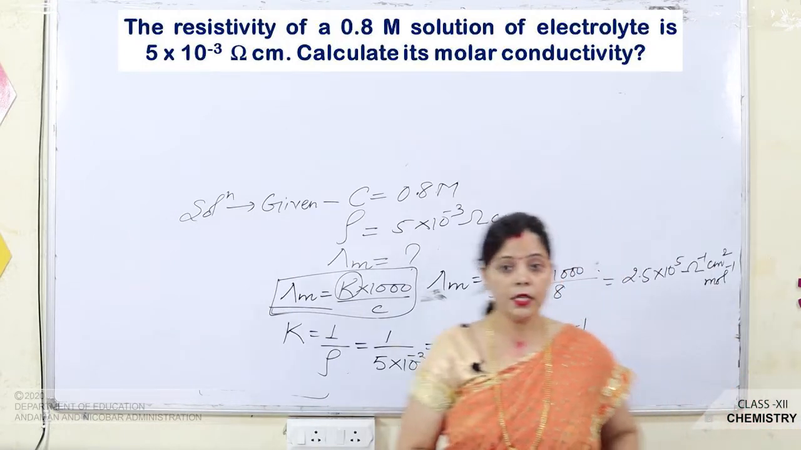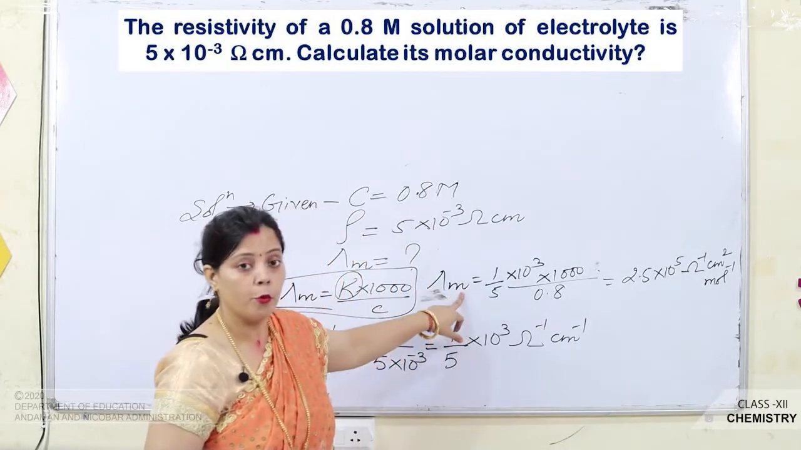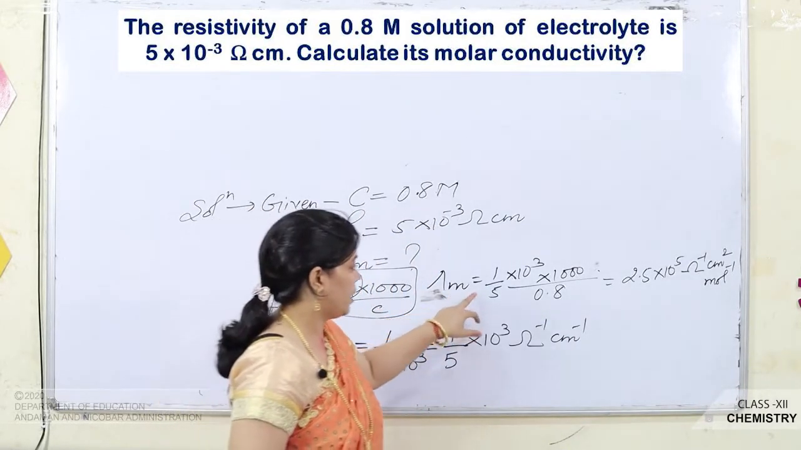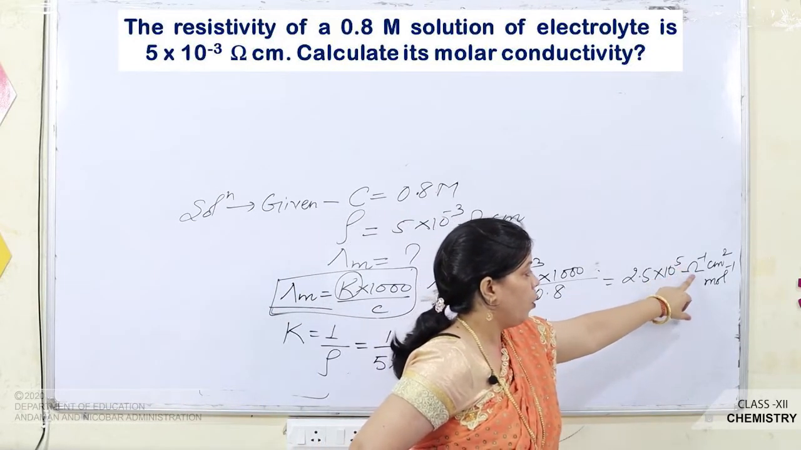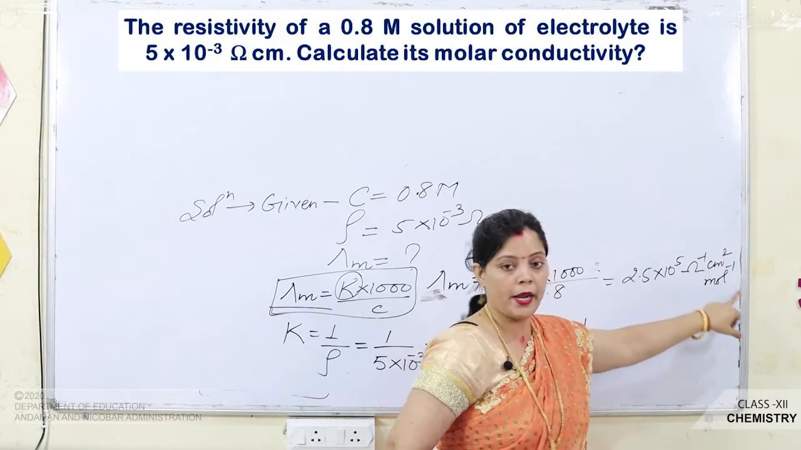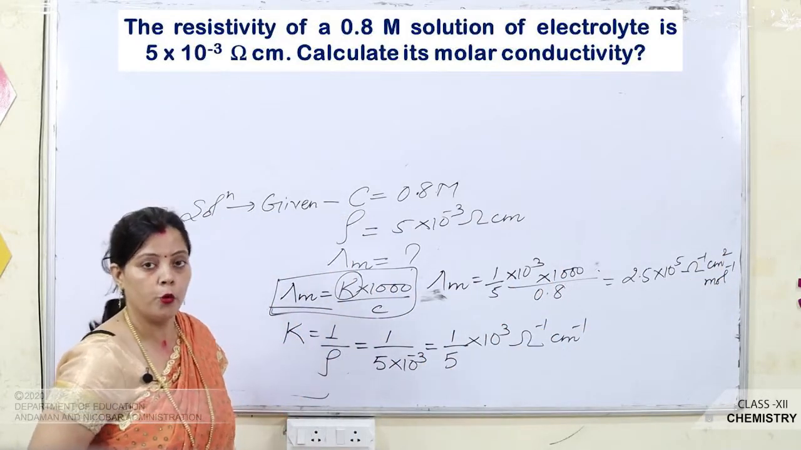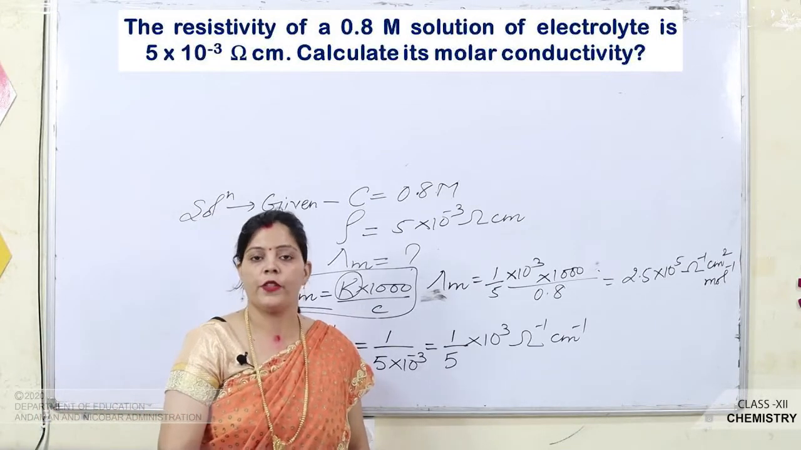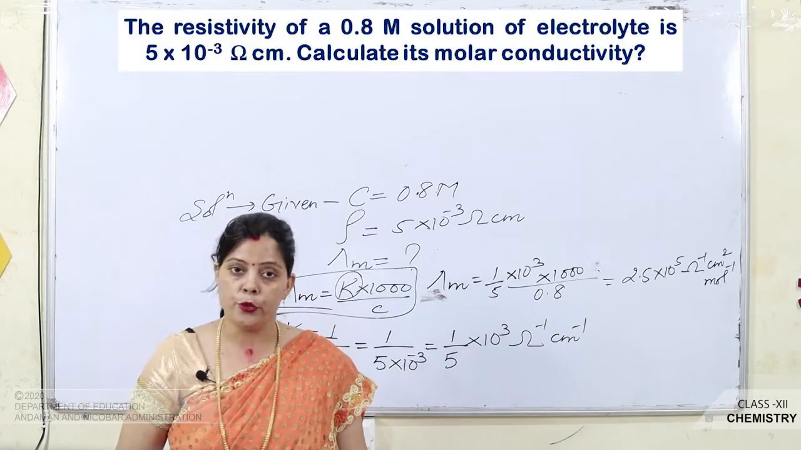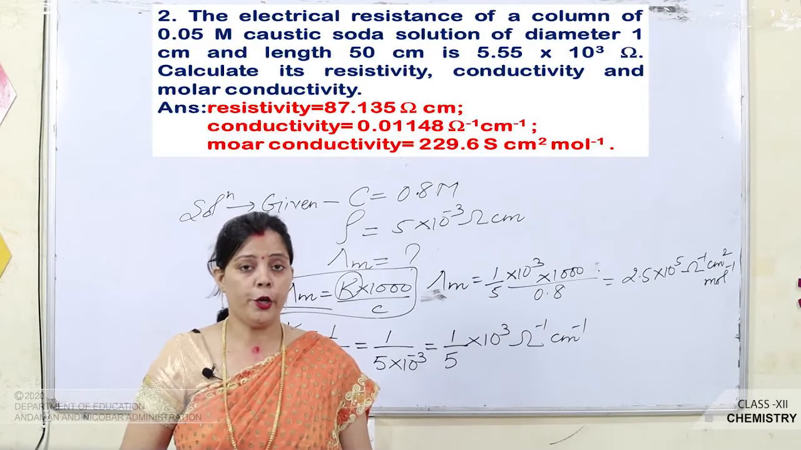So this is the result of molar conductivity, and the molar conductivity is equal to 2.5 into 10 to the power 5 ohm inverse centimeter square and mole inverse. So in this way we can calculate the molar conductivity if the resistivity of the electrolytic solution is known to you. After that children, there is another important numerical which is given to you for your home assignment.